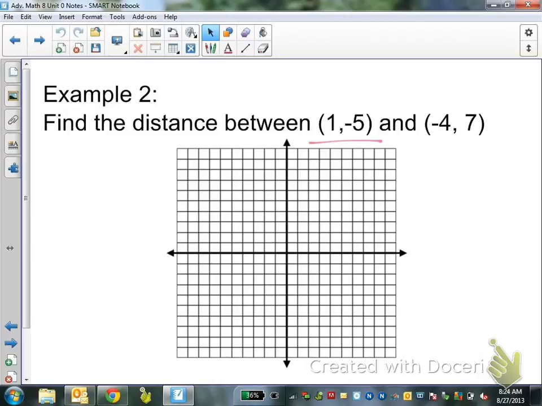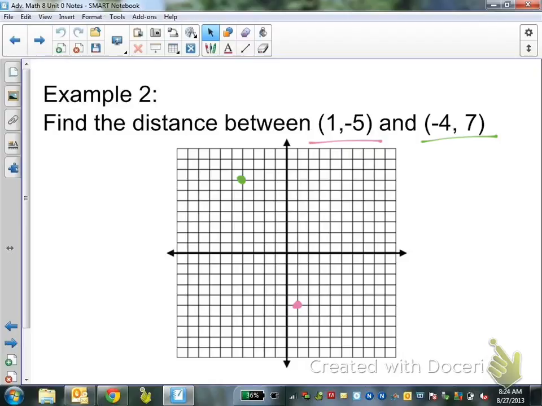Okay, so (1, -5). That's going to be 1 to the right, and where am I going to go from there? Down 5. So 1, 2, 3, 4, 5. So it should be right here. And then let's graph (-4, 7). So that's going to be left 4, 1, 2, 3, 4, and up 1, 2, 3, 4, 5, 6, 7. So it should be right here. Everybody good so far?